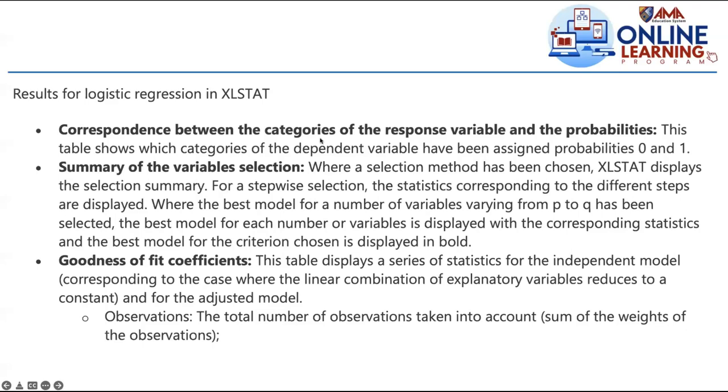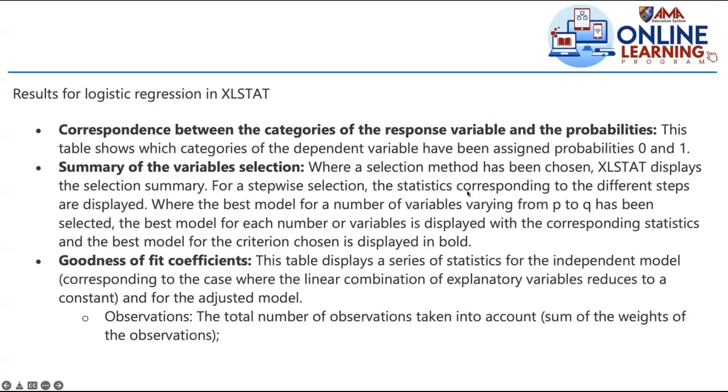Based on that website, okay, and the probabilities, okay, because that's what we want, the probabilities of this. So this table shows which categories of the dependent variable have been assigned probability 0 and 1. 0 and 1, okay? Summary of the variable selection.